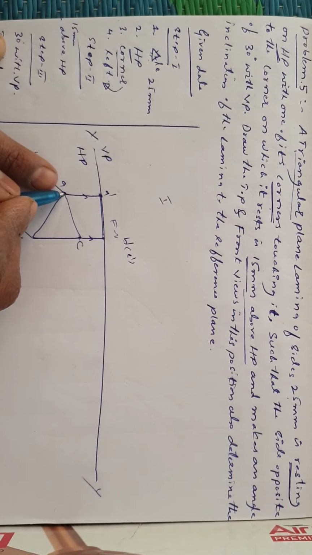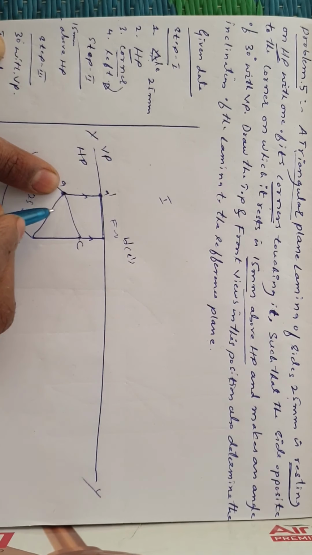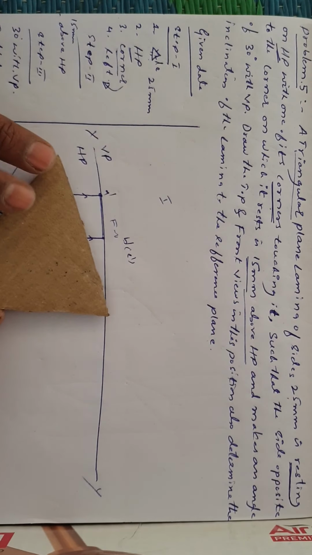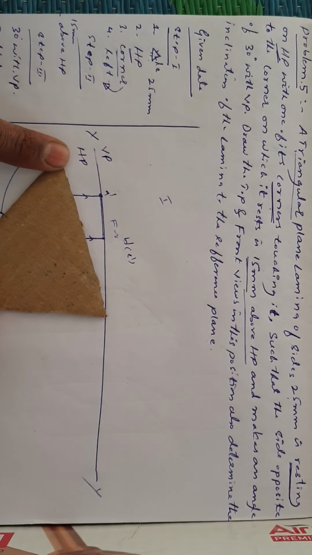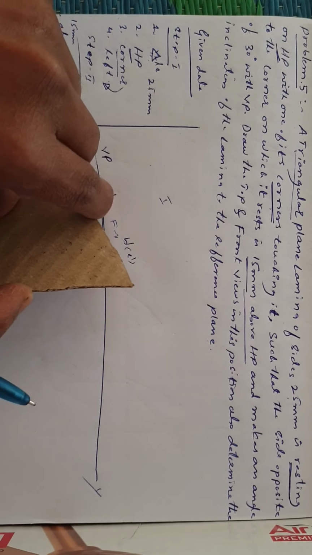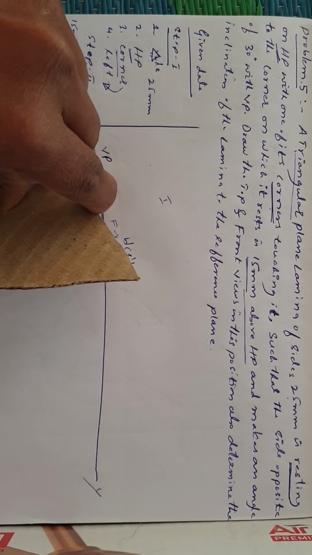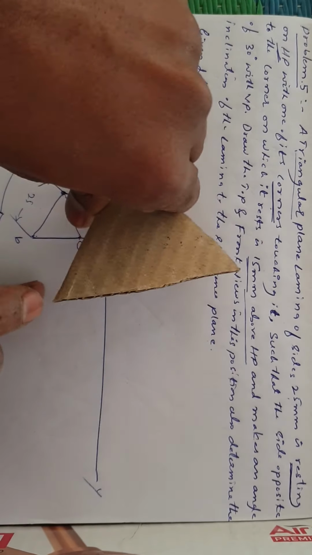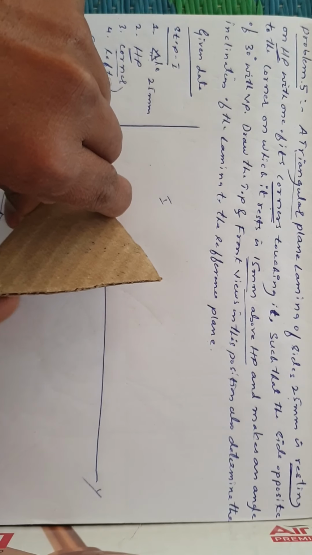The lamina is resting by a corner. Which is the opposite side? The opposite side is BC. This BC is 15 mm above HP. For example, the given lamina is resting on HP by a corner, and the opposite side is this one. So this side is 15 mm from HP, from here to here. This distance is 15 mm above HP.